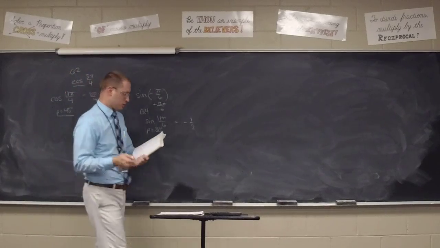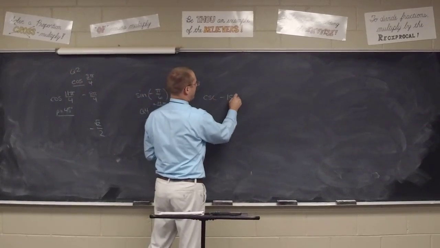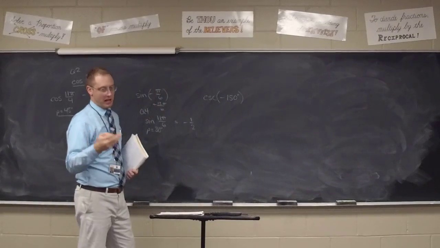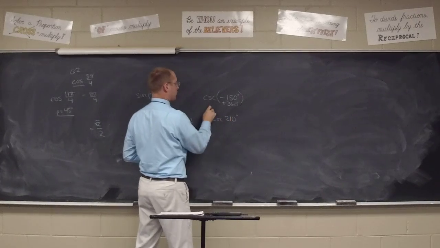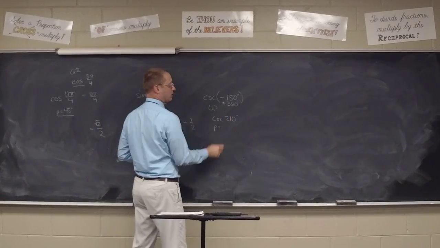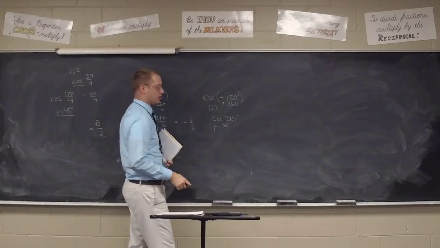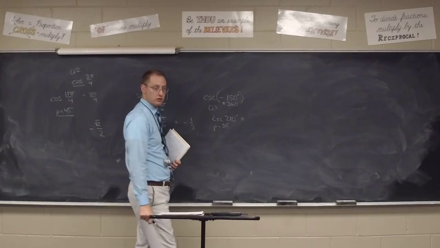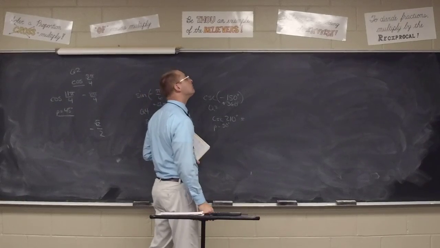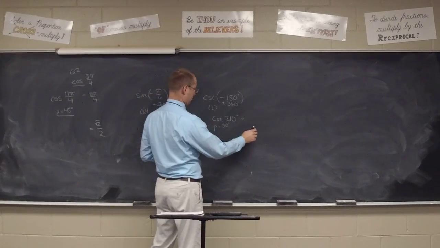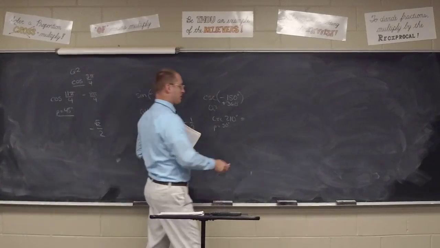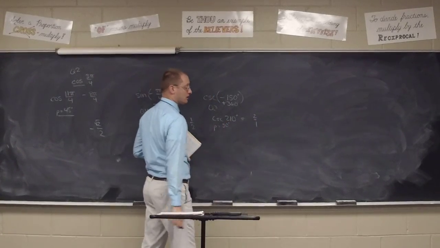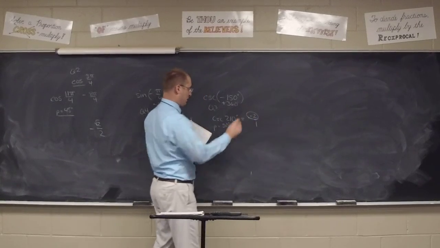Now, going to some of the other angles, we see on number 12, the cosecant of negative 150 degrees. In this case, we have to add 360, which gives us 210 degrees, which is in quadrant 3. Reference angle 30 degrees, cosecant of 30. Cosecant of 30, I'm thinking cosine. Hypotenuse over opposite, 2 over 1. And in quadrant 3 cosecant is negative, so negative 2.